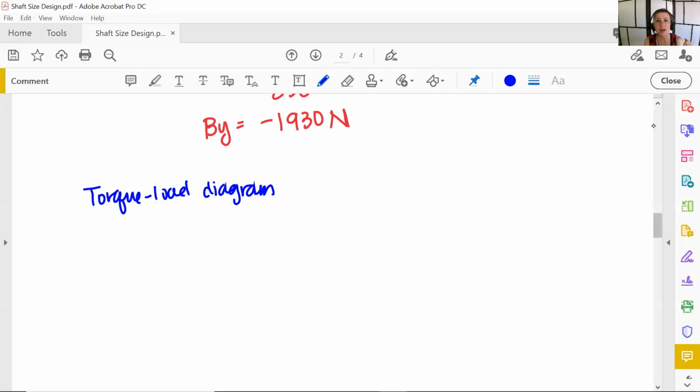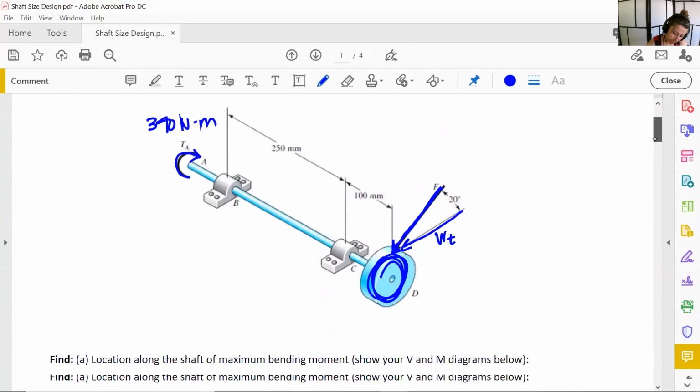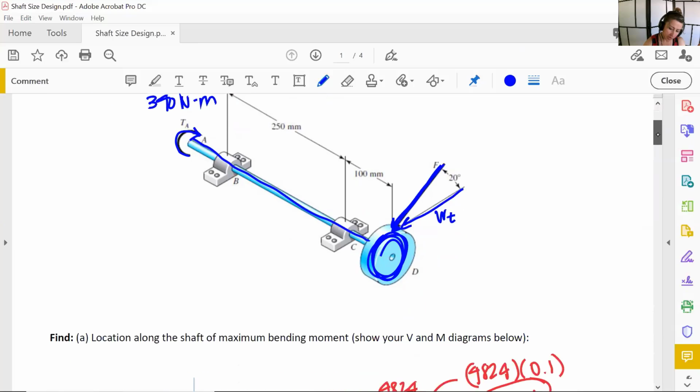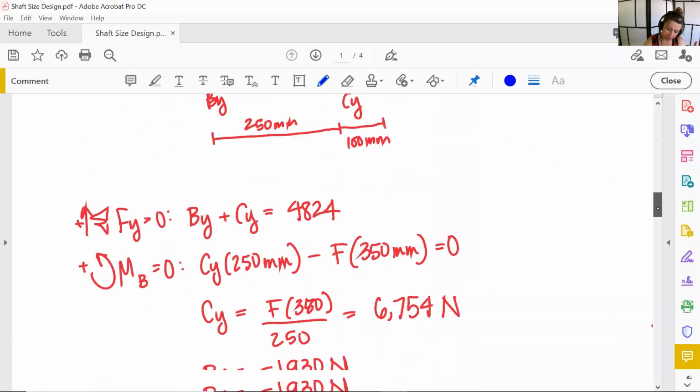So again, a torque load diagram just shows the value of the internal torque occurring along the shaft. Points A, B, C, and D. And if we go back to our picture, we have this force coming in at gear D, and it's being transferred all the way down the shaft. And you would assume there's some other component here that's taking up, or resisting, that torque. So we have internal torque all the way along the shaft.